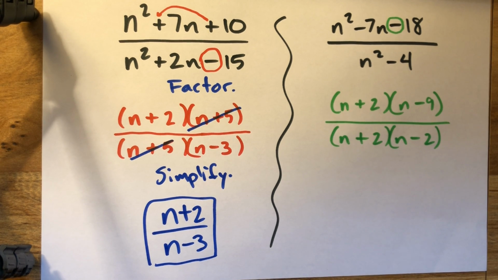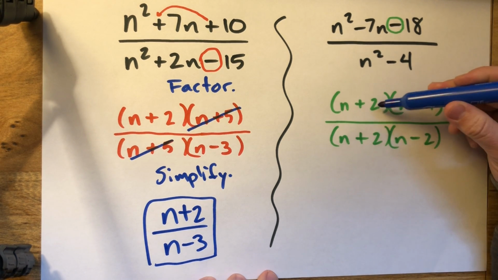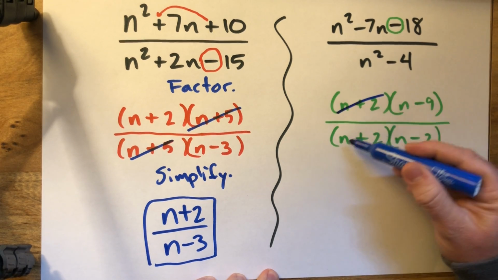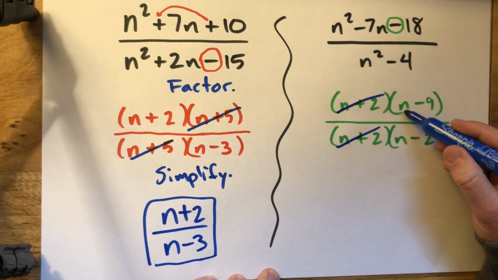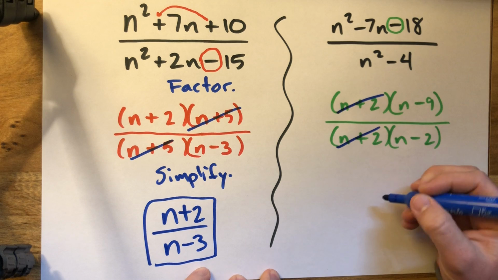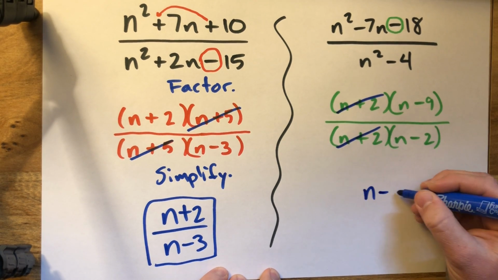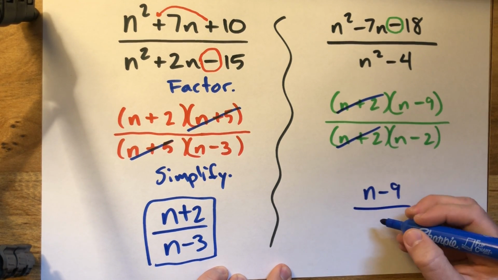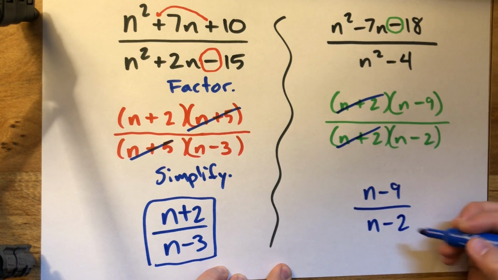Now let's simplify. I see n plus 2, those are going to cancel out. That leaves us n minus 9 and n minus 2 as our answer. n minus 9, n minus 2.